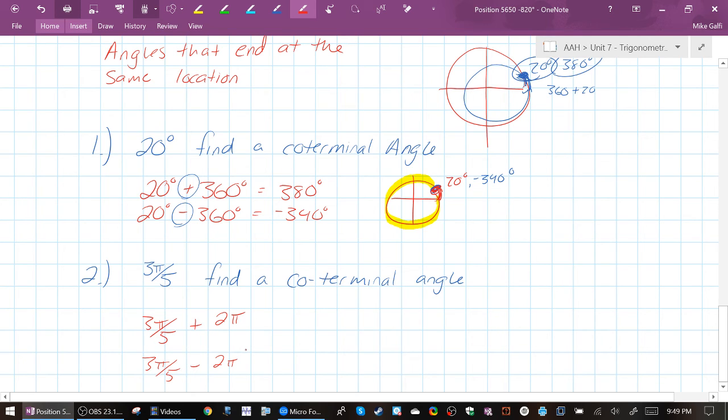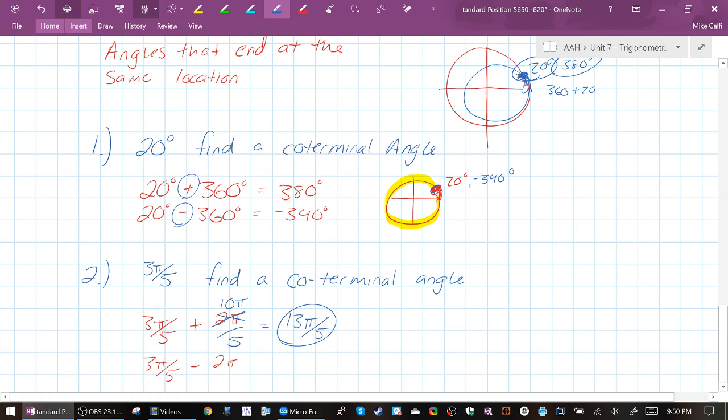Okay? All right, just like always, if I'm adding fractions, I need a common denominator. So if this denominator is a 5, if I multiply the bottom by 5, I have to multiply the top by 5, and that would be 10 pi over 5. Okay? So if I got 3 pi over 5 plus 10 pi over 5, I will get 13 pi over 5. That'll be a positive coterminal angle.